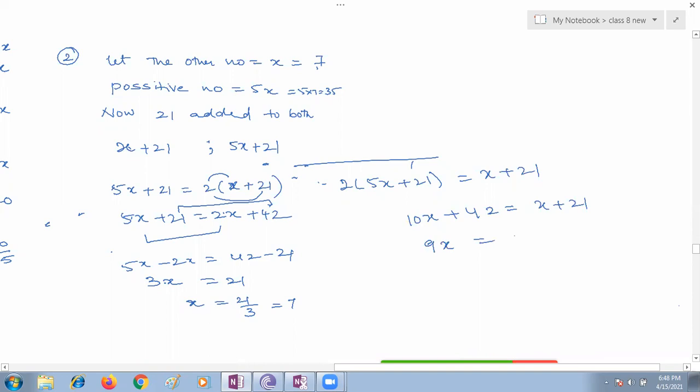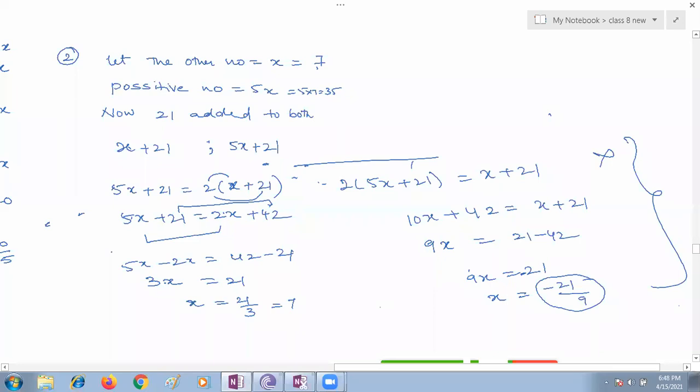So 9x is equal to 21 minus 42. So 9x is equal to minus 21. So x is equal to minus 21 by 9. So it is a negative value. But in our question, what is given, children? What did they give? Positive. Yes, positive. That's why we are not going to consider this case. We are considering only this part.